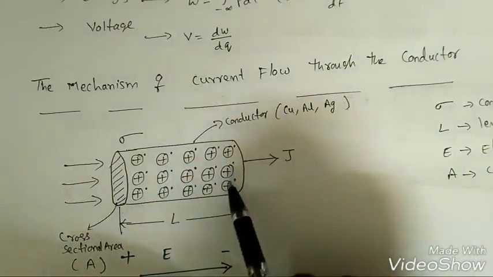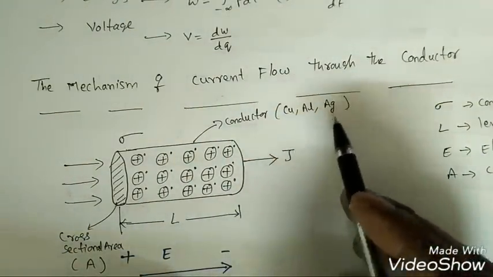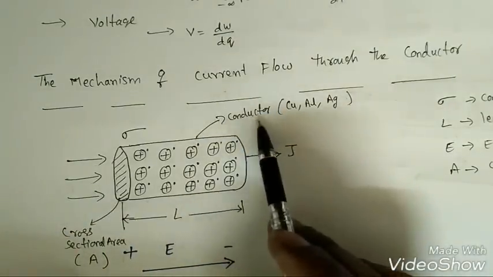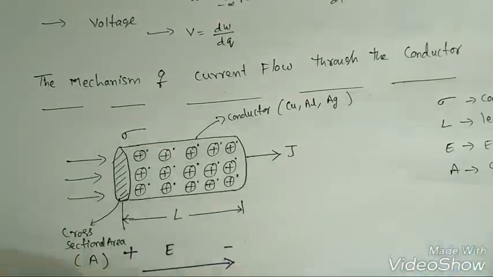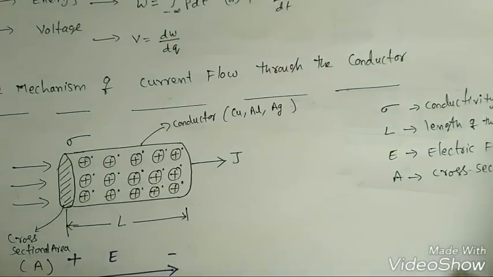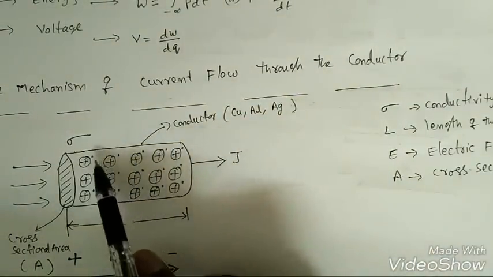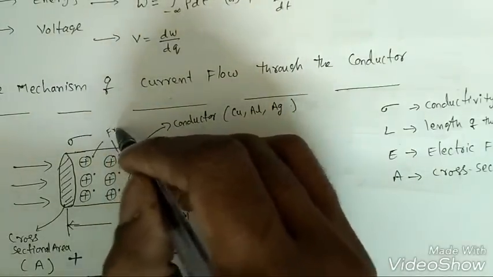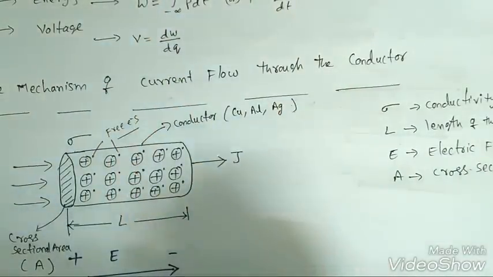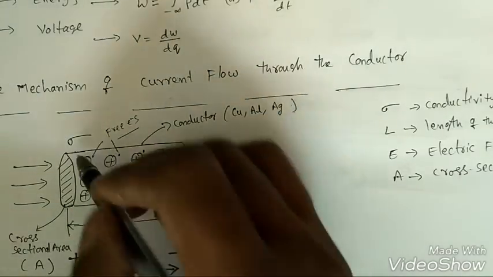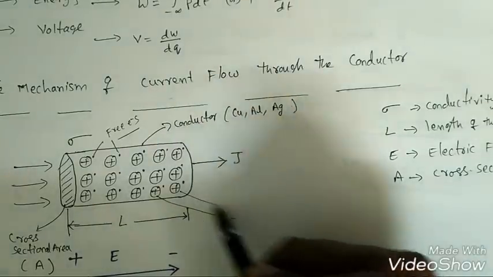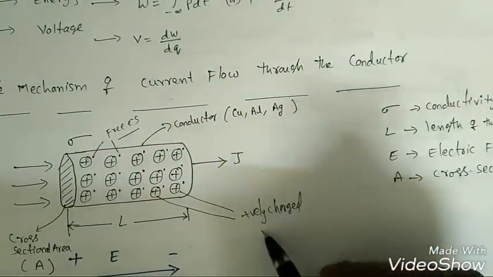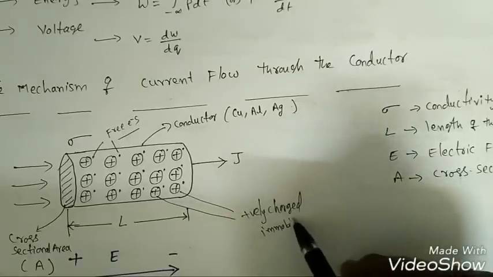Suppose I am taking any conductor, such as copper, aluminum, gold, silver, etc. Any conductor material should have some conductivity sigma. So sigma is the conductivity of the material. In this diagram, these indicate free electrons, right? And these are positively charged immobile ions. So there is a mechanism.